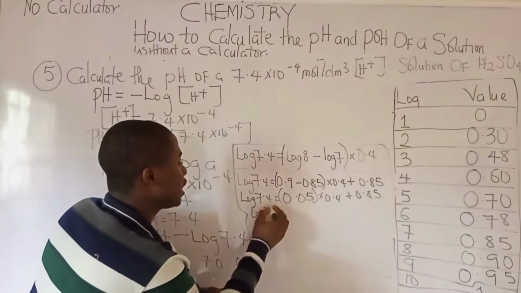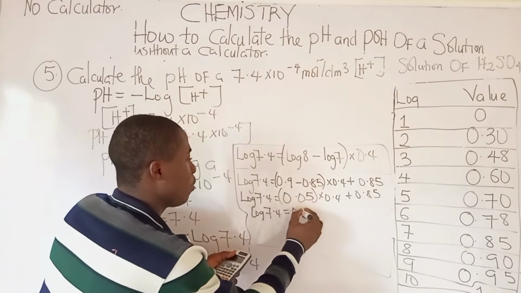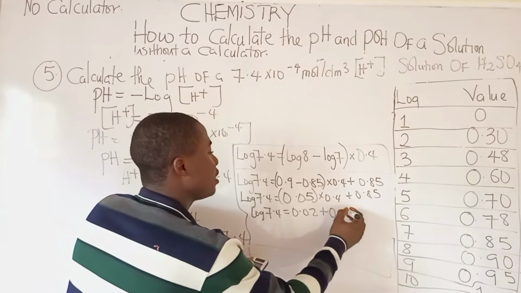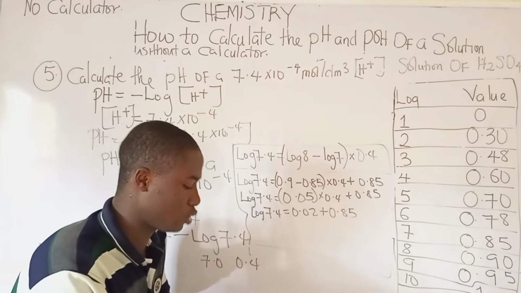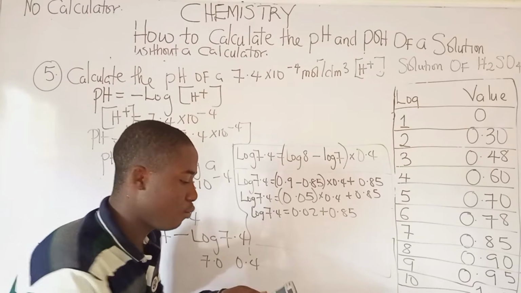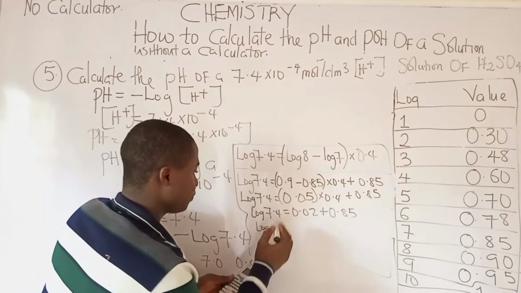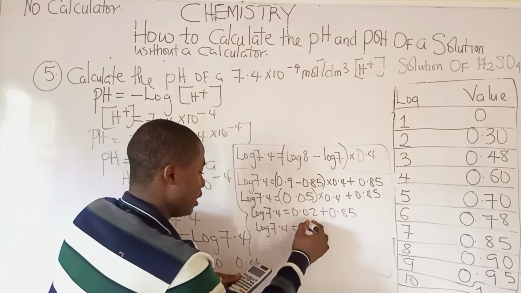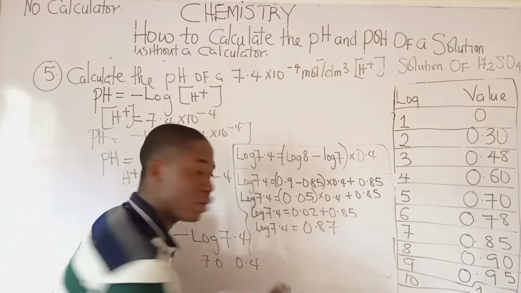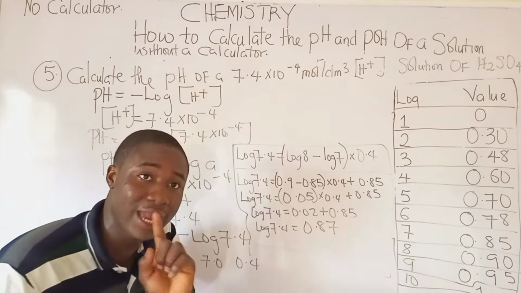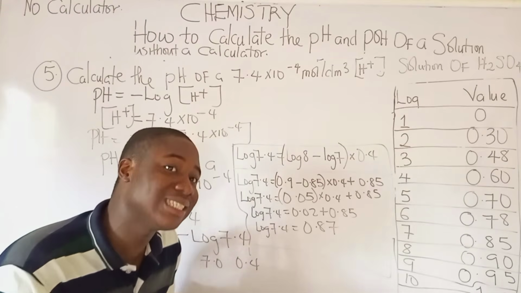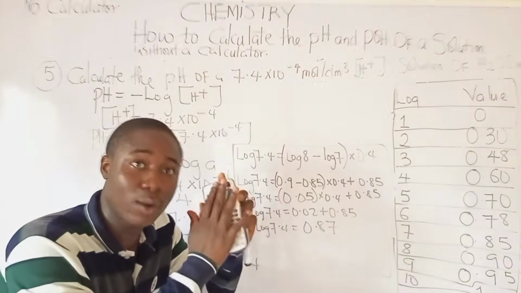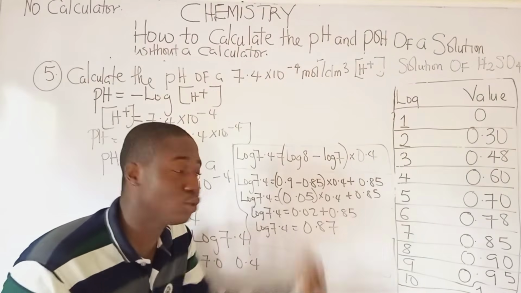So log 7.4 is equal to 0.02 plus 0.85. Okay, so we do that, 0.02 plus 0.85, and we get log 7.4 to be 0.87. So you can see log 7.4 is 0.87. But now you can see the way I actually got the answer without using the calculator. Okay, I got the answer without using a calculator.